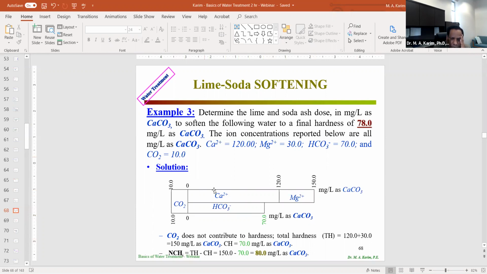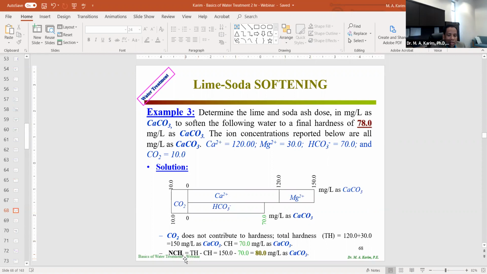So initially, if we go back to the flow chart, carbon dioxide does not contribute to the hardness. The total hardness would be 120 plus 30, means 150. You can just take this number. And the carbonate hardness is equal to 70. We already have it. And non-carbonate hardness initial, we put initial because this will help us in the problem solving.